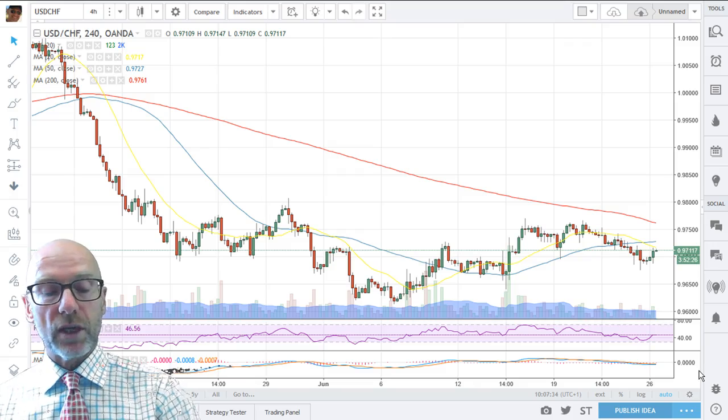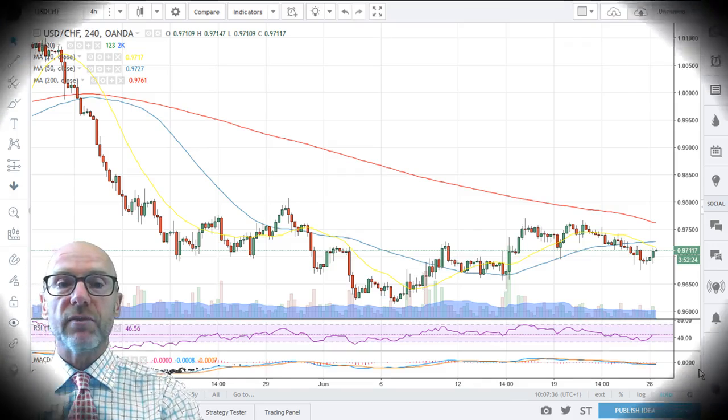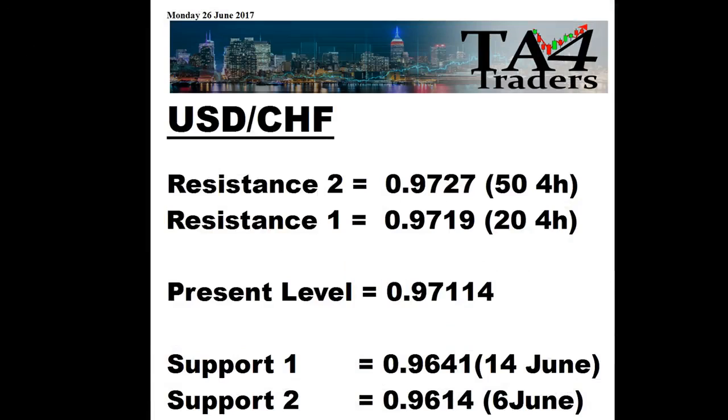So let's have a look at those support and resistance levels, and we've got resistance at the 24-hour average 97.19, followed by the 54-hour 97.27, with supports from the lows of 14th of June 96.41 and the 6th of June 96.14.